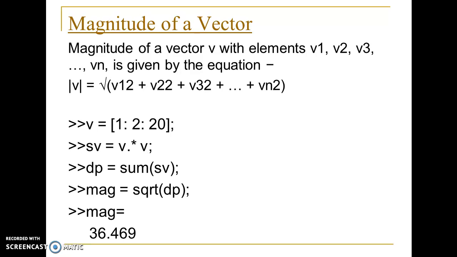Second step is to use the sum function to get the sum of squares of elements of vector V. So here we are writing dp is equal to sum of SV.